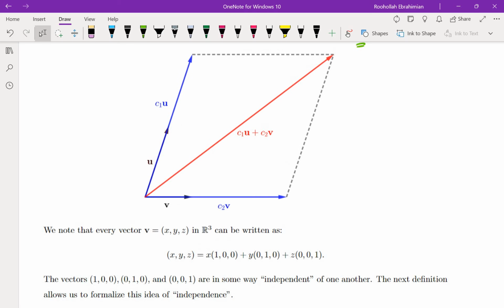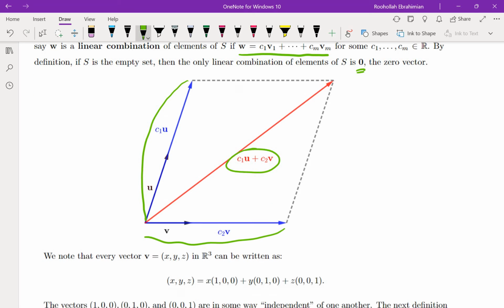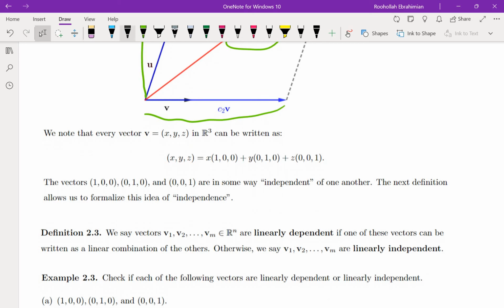Okay, so here's an illustration of what a linear combination is. If you take a vector u, you rescale u, you rescale v, and then you add them using, for example, the parallelogram law. So this would be the c1u plus c2v. Okay, so here's one observation that helps us understand the next definitions.